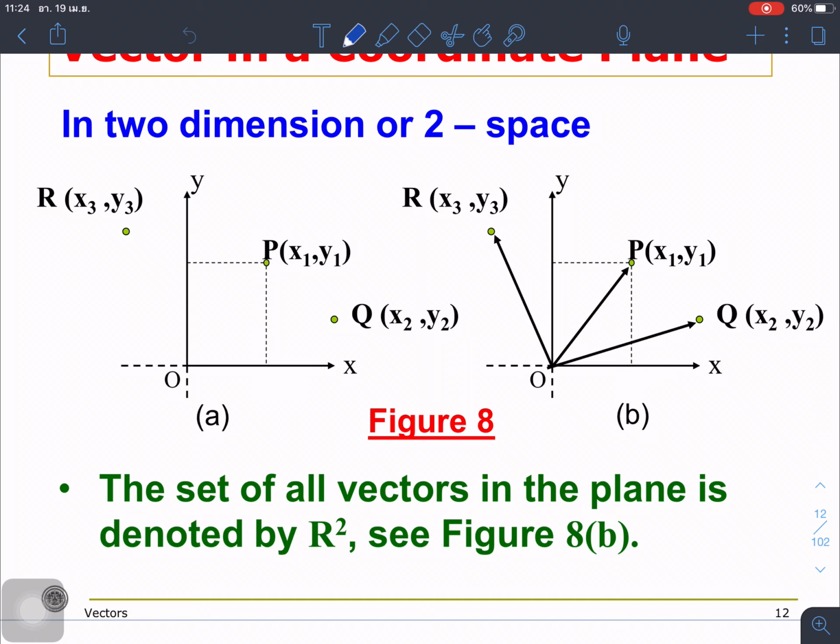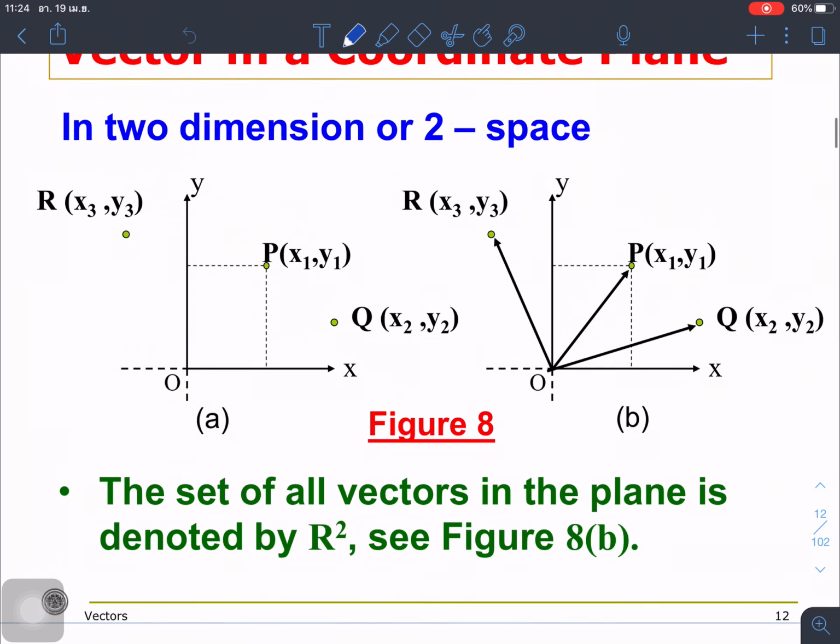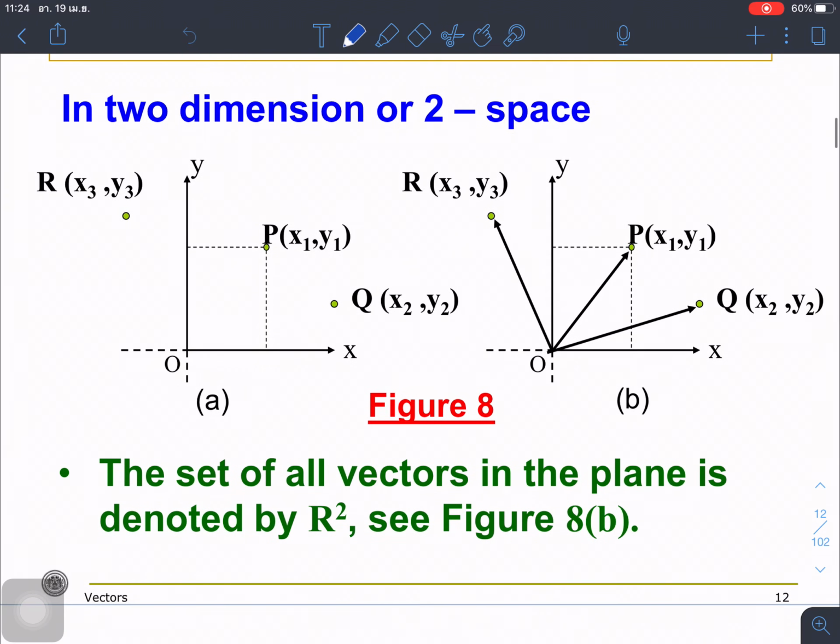The way you construct a vector is you have the tail at O and the head at the point R. That's a vector, right? And likewise to the point P and to the point Q. And then next we're going to represent each vector by its coordinates, the way we write the coordinates x and y. It's the same way we represent a vector in two-dimensional space.